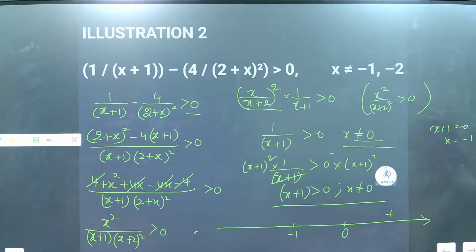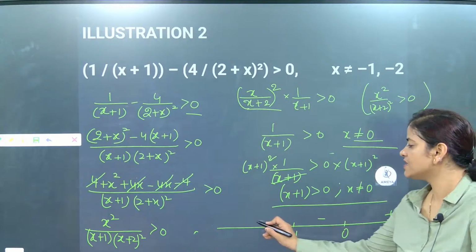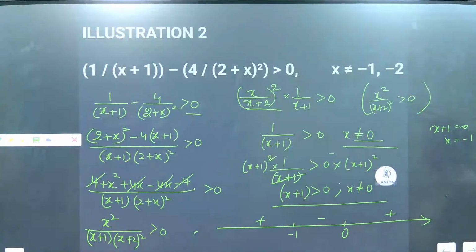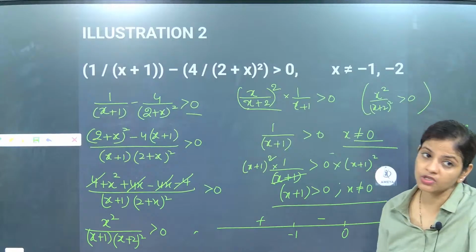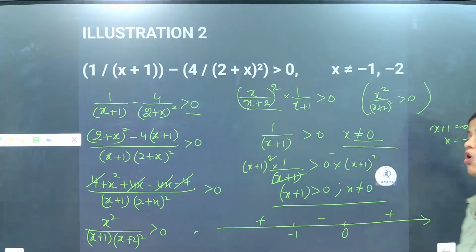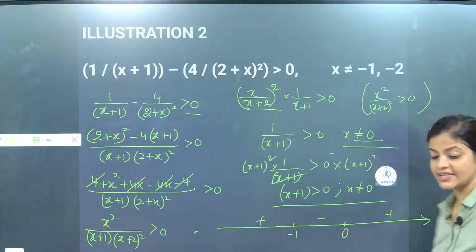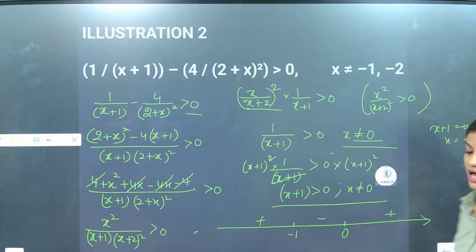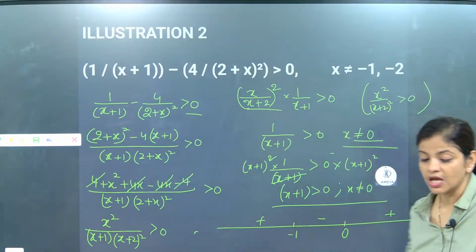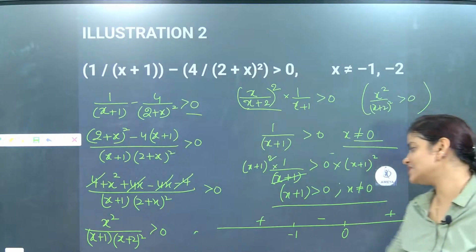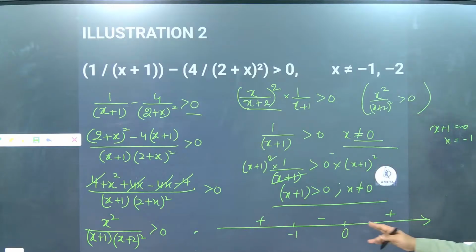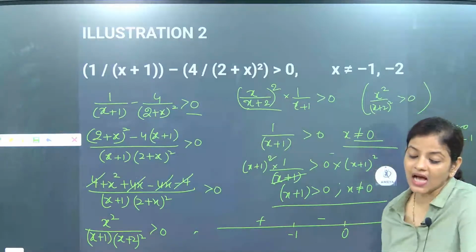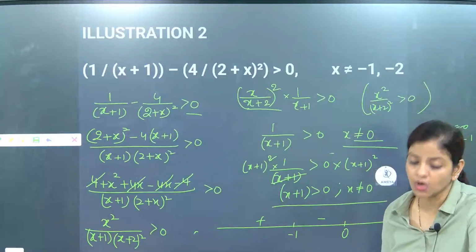This part is plus, this part is minus, this part is plus. We are not going to do it like this for this question. Why? Because children always do it like this in inequality, and they say our answer is minus infinity to minus 1 and 0 to infinity. And that answer is absolutely nonsense.